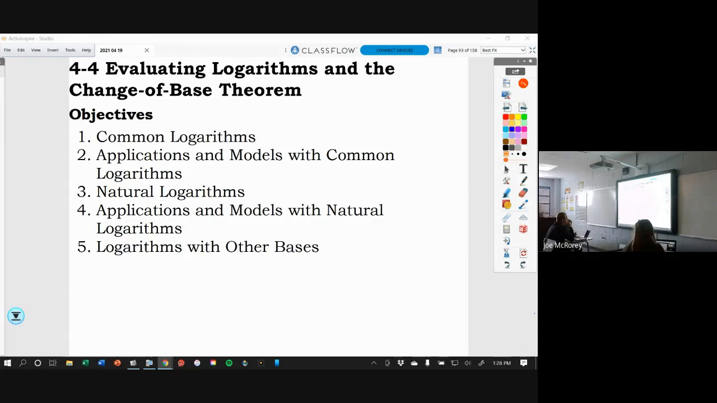Applications, again, that's just word problems. So we're going to do some word problems involving common logs. We're going to talk about natural logarithms, and then we'll do some word problems involving natural logs. And then we're going to talk about logarithms with other bases. We're going to talk about a change of base formula. Pretty simple day today.